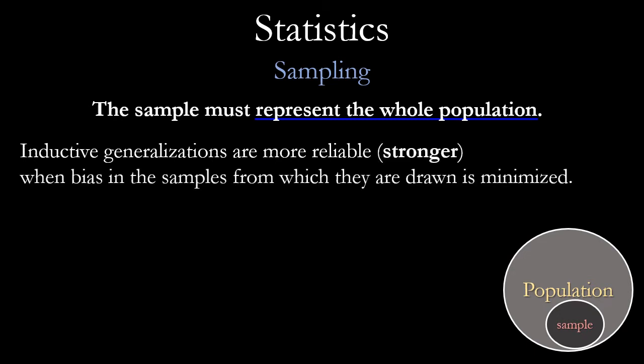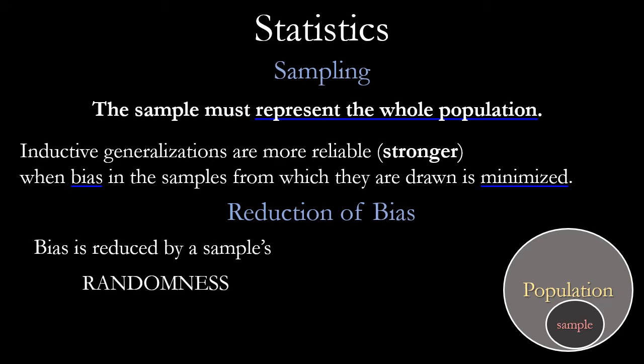Inductive generalizations are more reliable or stronger when bias in those samples from which they are drawn is minimized. There might always be some small level of bias. There could be a large level of bias, and we want to reduce that as much as we possibly can. So how do we do that? What are the basic ways that we can reduce bias? One of them is by having a random sample. Right? Bias is reduced by a sample's randomness. And we're going to explore what that means very soon. Bias is also reduced by a sample's size. Right? So the larger the sample, the lower the bias in general. Also, the bias is reduced by a sample's objectivity, and we'll talk more about that in a moment as well.